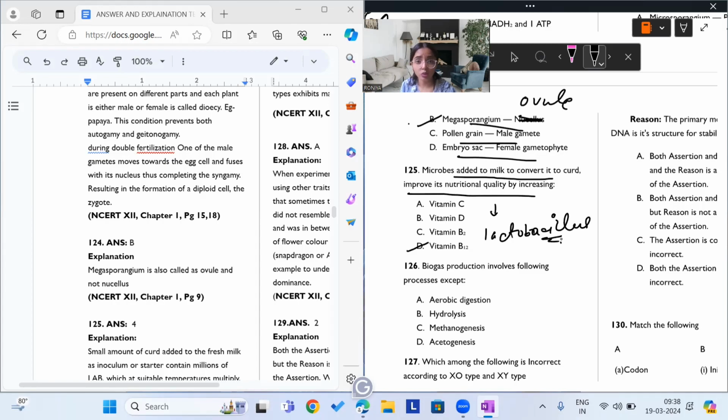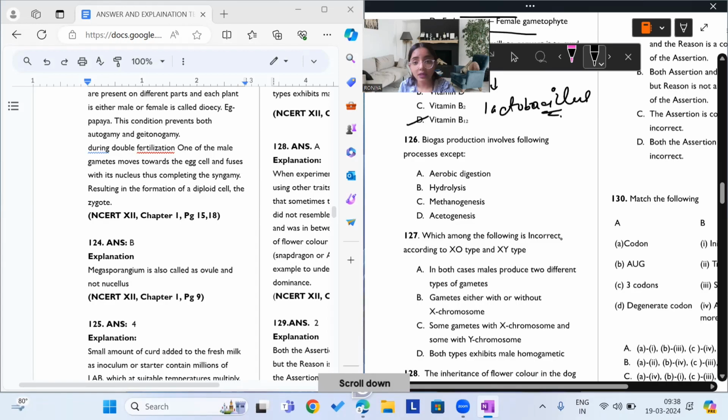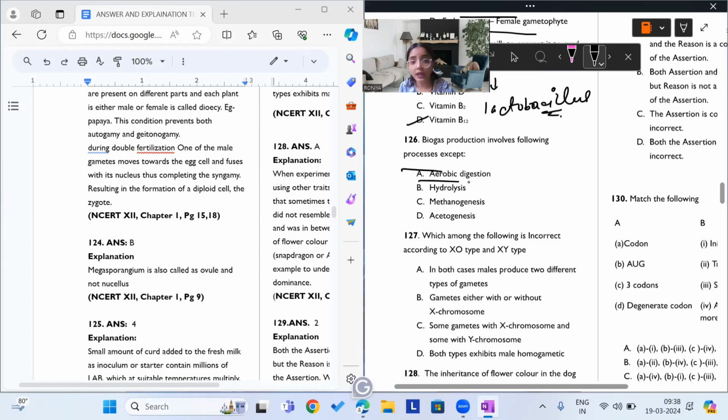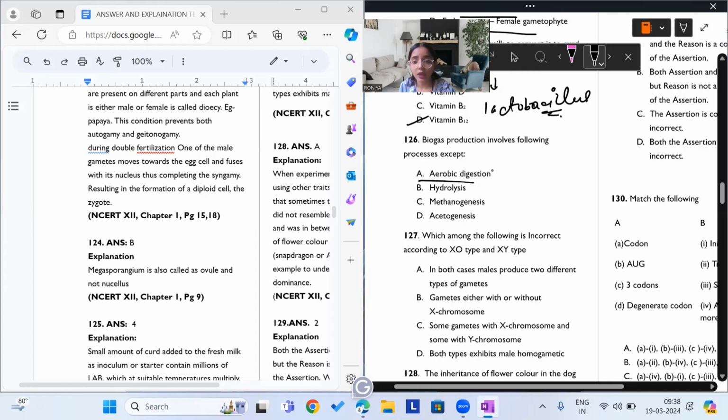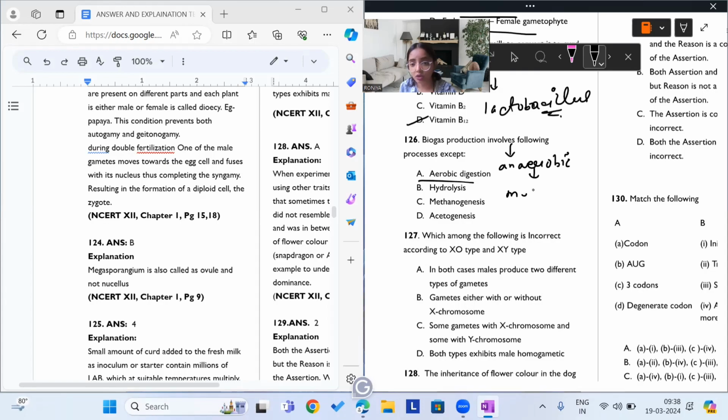Okay. These are also helpful in digestion. Remember. Question 126. Biogas production involves following except aerobic digestion. Biogas production is a completely anaerobic process occurring under methanogens. Methanogens are archaebacteria which require anaerobic condition for its functioning. That is why biogas production is anaerobic and not aerobic. So option 1 is the correct answer.